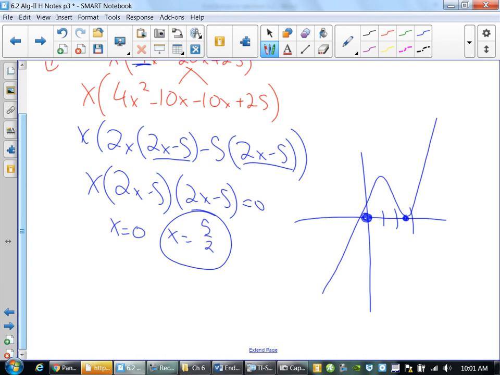Do you want us to graph it with the lines, or can we just sketch it without lines? I would sketch it with the lines so you place in your zeros. And the zeros haven't been all that crazy.